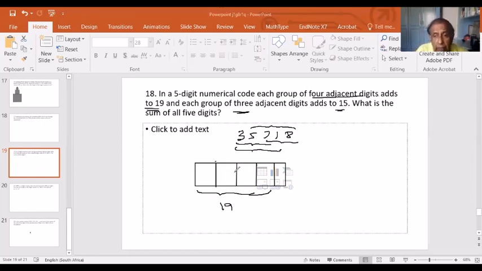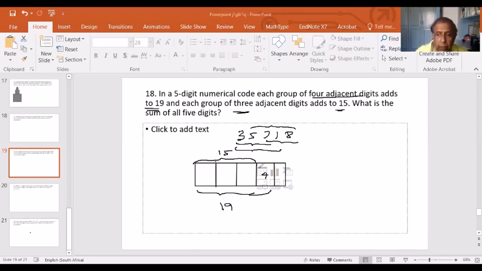Now, there's lots of adjacent 3-digit numbers, but I'd like to have a look at this one here with good reason, because these 4 add to 19 and these 3 add to 15. So the 4th one must be 4. 15 plus 4 is 19. All right.